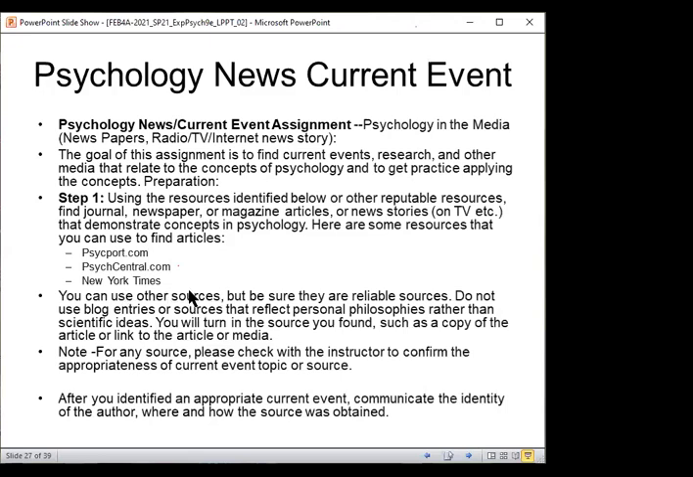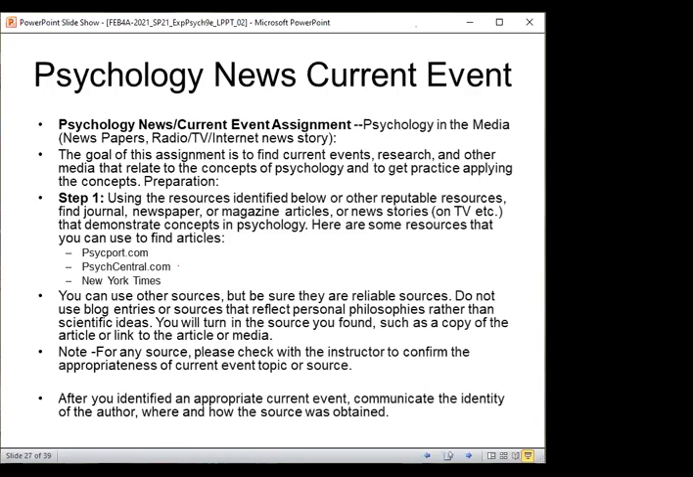You can use these sources, okay, and they're usually going to be very reliable. I state don't use blog entries or sources that reflect somebody's personal philosophies rather than scientific ideas. Remember, we talked about a whole section previously about what we see out there. There are a lot of unscientific ideas. What we're looking for is trying to support the idea of big T or big truth here, things that are factually based. So the idea is normally you'll just be able to provide a link or some source like that. That'll be fine for me.